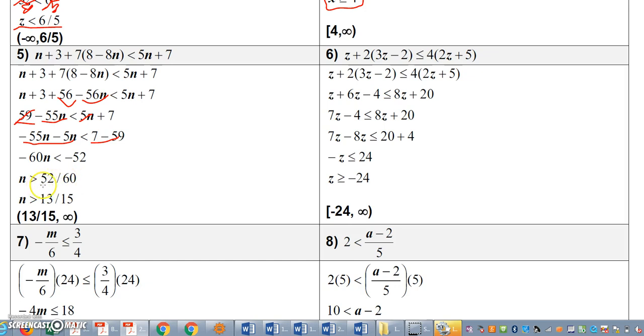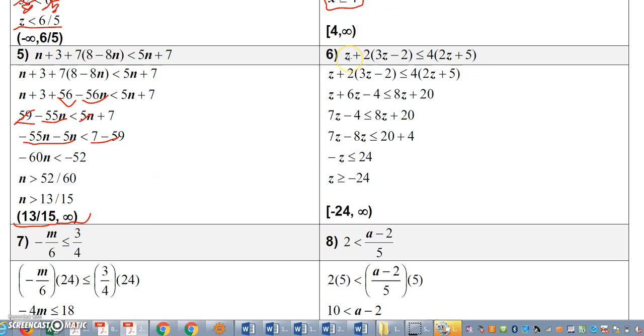And then in the last step I reduce this fraction. If you divide the top and bottom by 4, 4 goes into 52 13 times, and 4 goes into 60 15 times. So I finally get n is greater than 13/15. And then interval notation will be 13/15 to infinity.